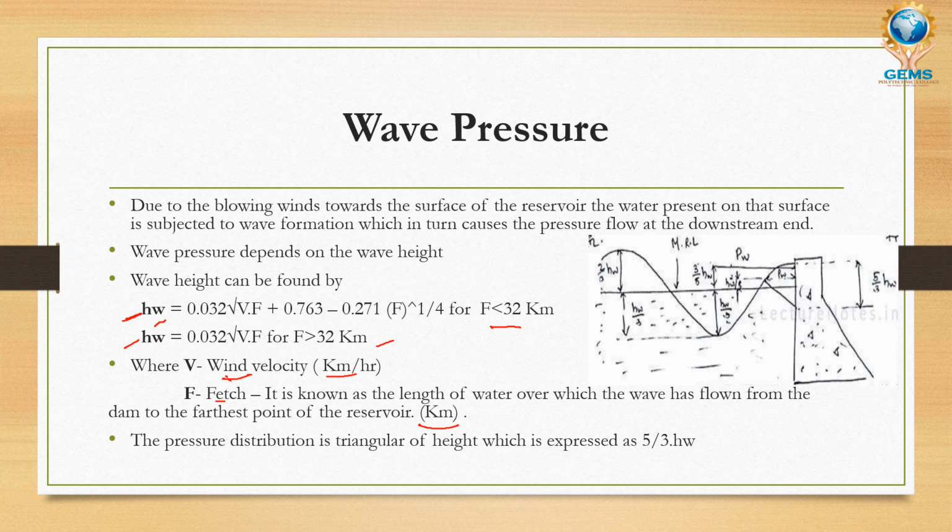Then the pressure distribution of the wave which is formed is measured and given in a triangular formation. You can see this is a triangle. This is the triangle mentioned here, I have marked it in the red sketch in the diagram. This is the triangle formed due to the wave pressure. This pressure distribution acts up to the height of 5/3 hw. This is mentioned in the diagram also. This is the height. Okay, fine.